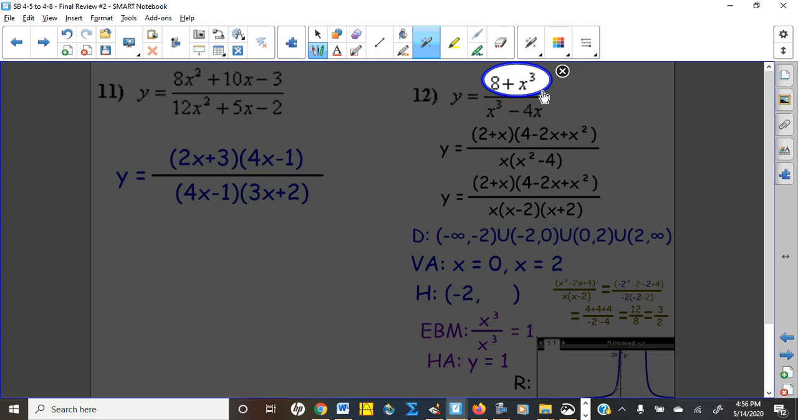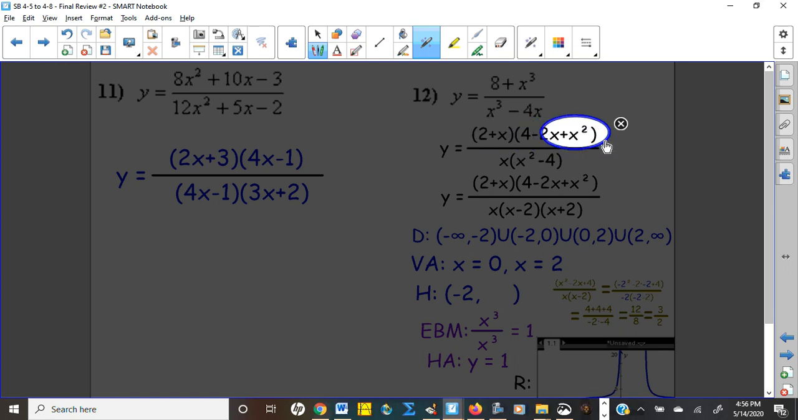A plus b times a squared minus ab plus b squared. So the cube roots of 8 and x cubed are 2 and x. And then 2 squared is 4, x squared is x squared. Those are your first and last terms. The middle term would be the 2 times the x. Now notice, because this is plus, that middle term will be the opposite of that, minus. And that's your sum of cubes formula.